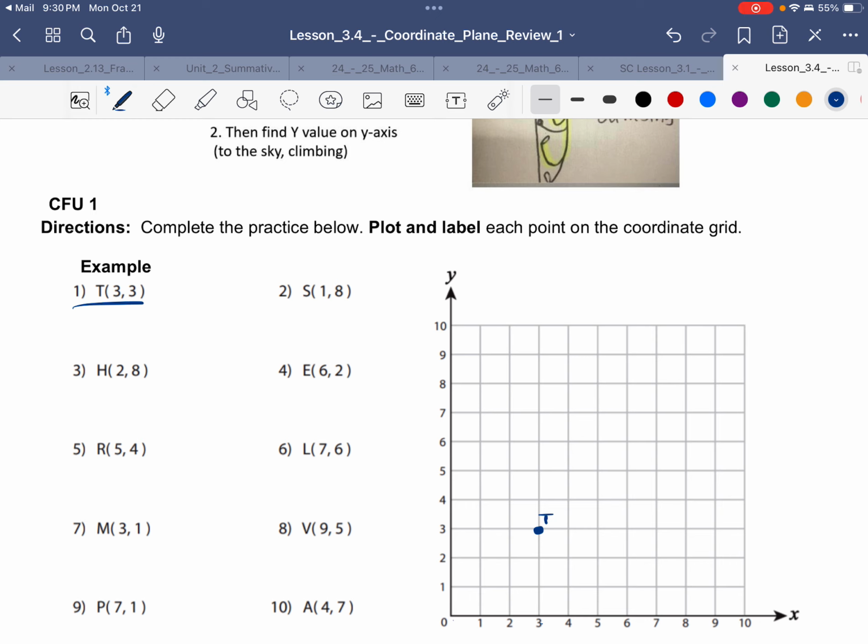Point number 2, 1, 8. So 1 up to 8. We went side to side 1, and then we went vertically up to 8. And that's going to be S. Sorry about that. All right, let's do H. That's 2, 8. I try to keep my labels inside of the boxes because we know that eventually you may have to put a point on that line, so I try not to put my labels on the line. E, 6, 2.